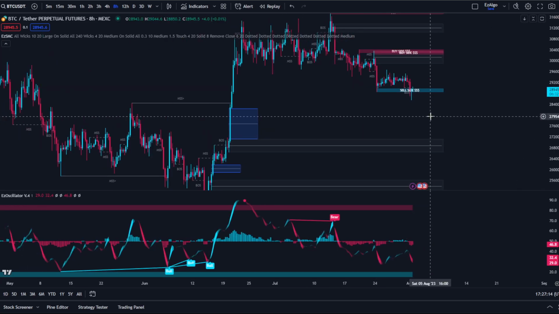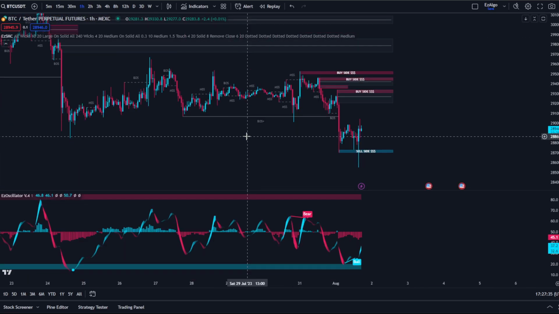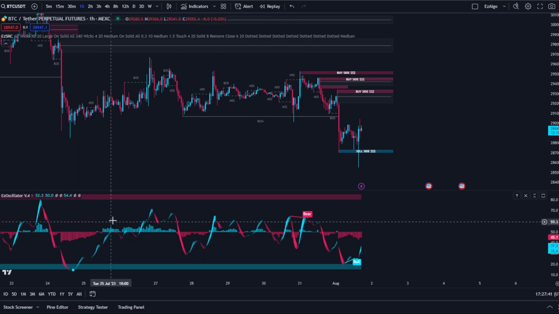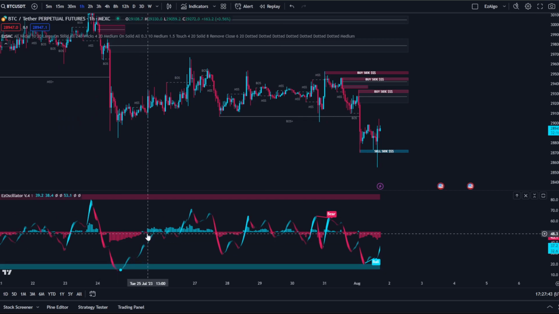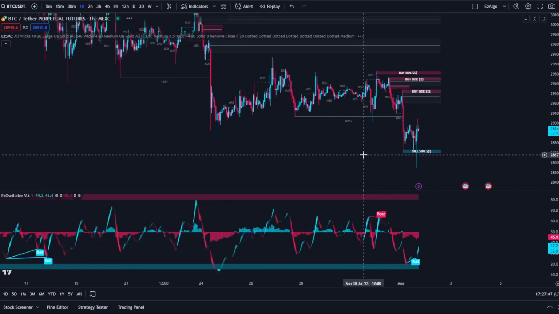Now, another added confluence I like to use with the SMC is the Easy Oscillator. The Easy Oscillator is part of our paid indicator bundle that comes with Easy Algo 2.0. As you can see, we have real-time bullish and bearish divergences, buy and sell dots in the overbought and oversold zones, as well as the volume. So this definitely helps as well.